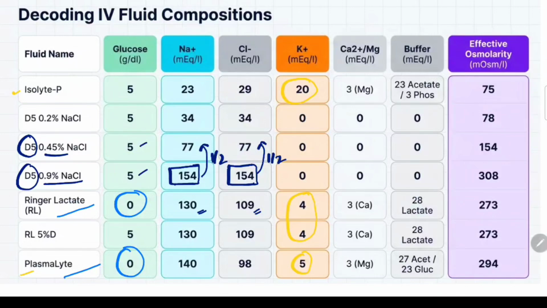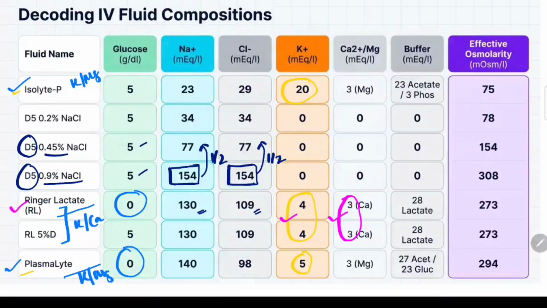And what about the calcium and magnesium? So only Ringer lactate has calcium, what we are using day by day. So calcium and potassium in Ringer lactate. And if we are talking about magnesium, magnesium is in Plasma-Lyte and Isolyte P. So Isolyte P has potassium and magnesium extra, and Ringer lactate has potassium and calcium. Okay.